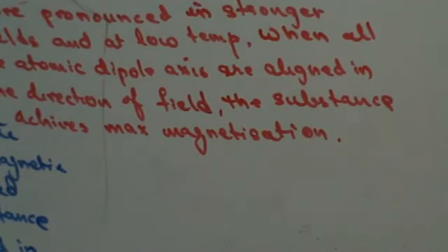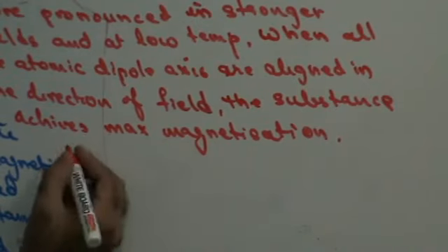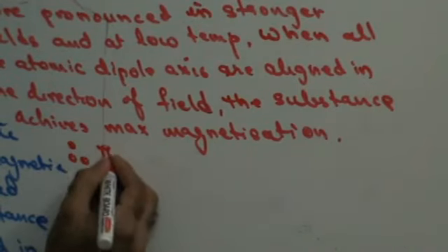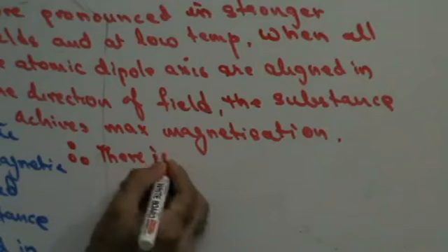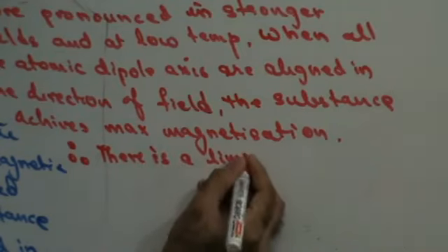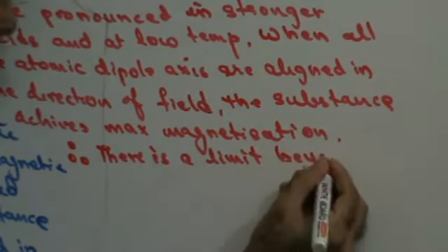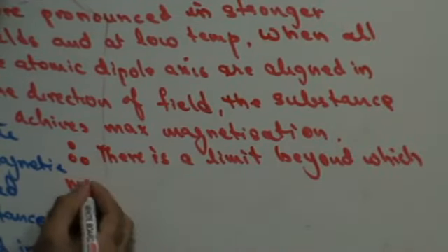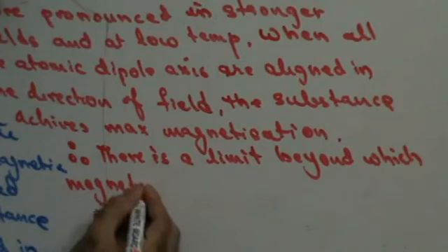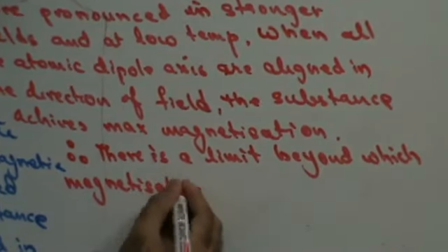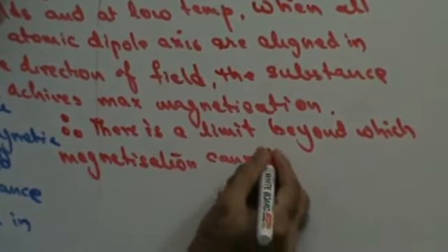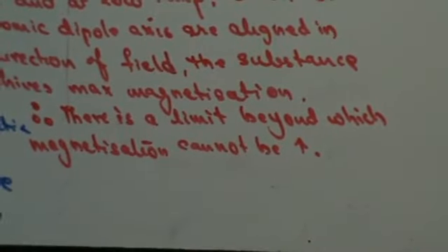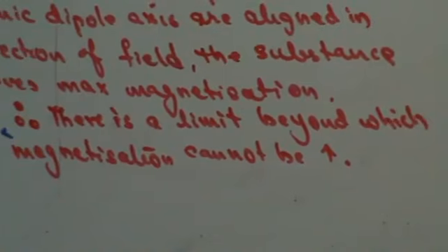Therefore, there is a limit beyond which magnetization cannot be increased. So there will be a maximum level to which it can be increased. Right? Do we get this thing here?